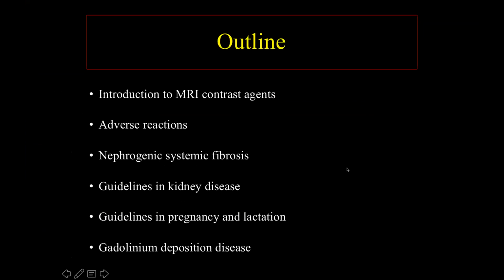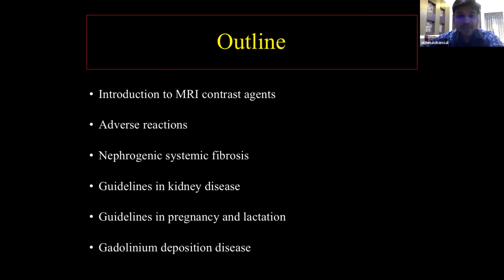It's clear. Okay. So I'll be speaking about a brief introduction of the various MR contrast agents, and then we'll shift to the various adverse reactions, specifically nephrogenic systemic fibrosis, which is the most talked about complication of the MR contrast agents. Then we'll look at the guidelines in patients with kidney disease, in pregnancy and lactation, and then we'll have a word about gadolinium deposition disease.